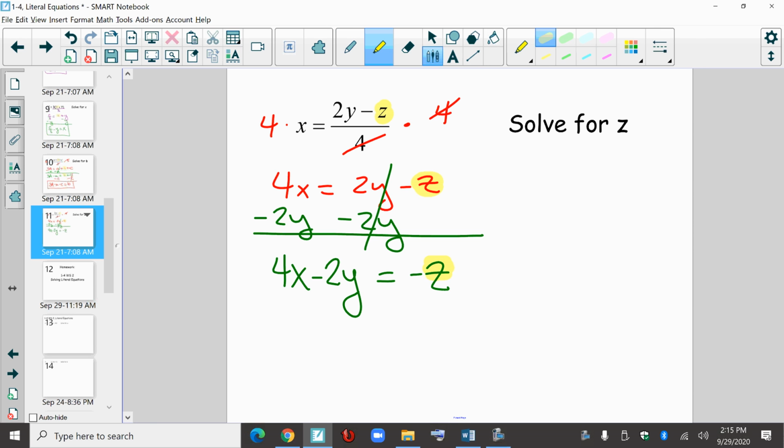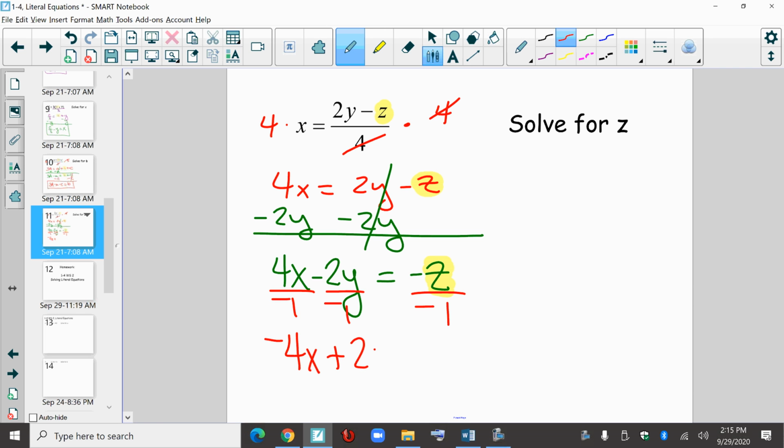Now remember, I'm solving for just a 1z. I have a negative z there. So that means I'm going to divide both terms by negative 1. So that's negative 4x plus 2y is equal to positive z.